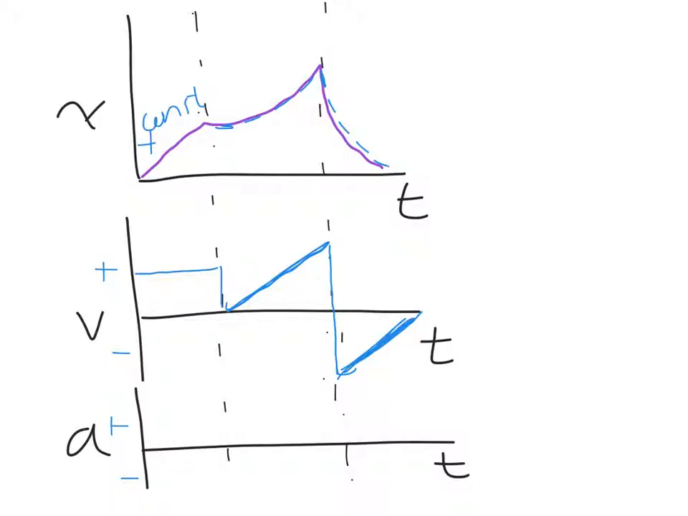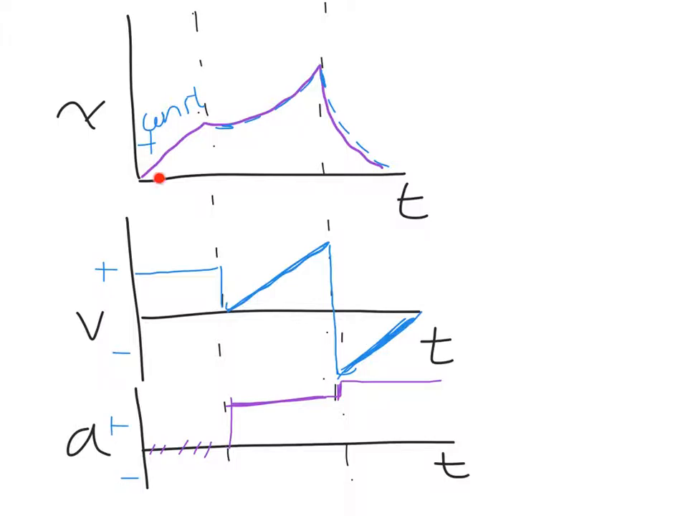Now we look at the acceleration. Acceleration for the first part is 0 because the slope of this line is 0. Slope of this line is positive and constant, so my acceleration is positive and constant. Slope of this line is positive and constant, and judging from this graph, this slope should be a little bit steeper, so my acceleration is positive and constant, but a little bit more than it was in the second segment.